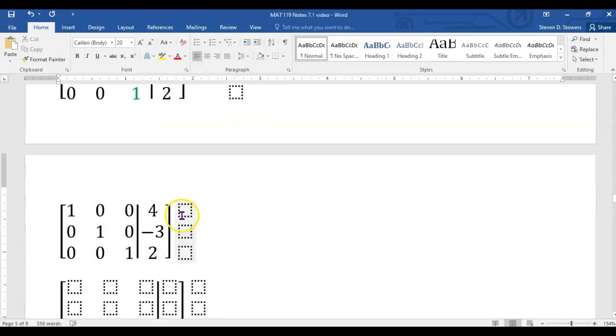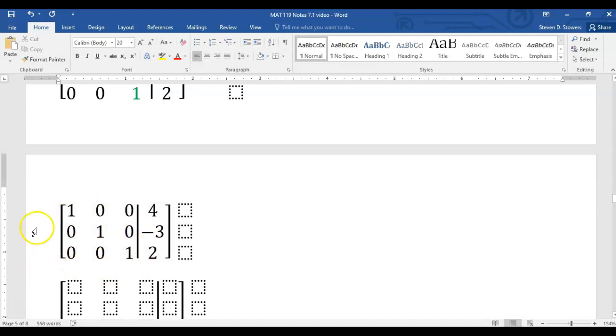And at this point, what we have is in reduced row echelon form. It fits all the conditions of being in reduced row echelon form. Each row has a leading 1. The leading ones go further down as we go along from left to right. They have zeros above and below them.